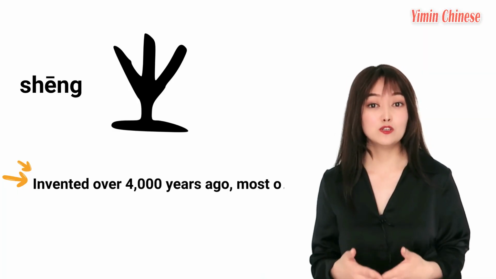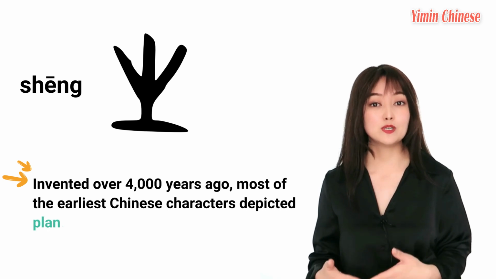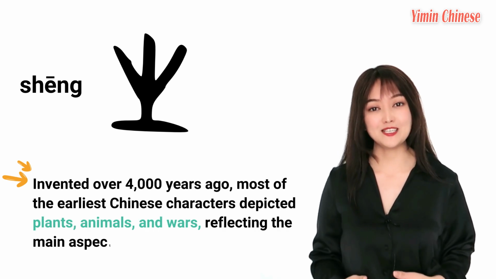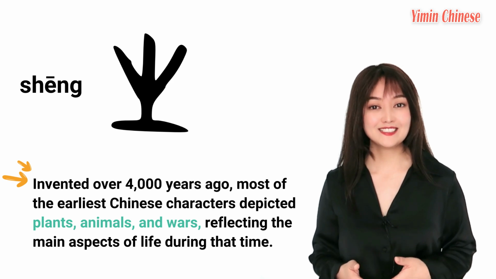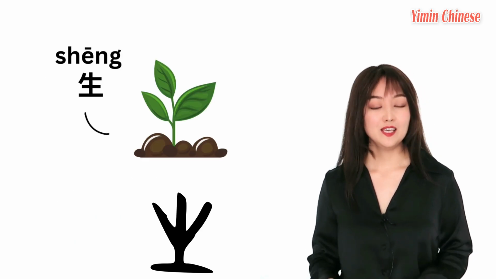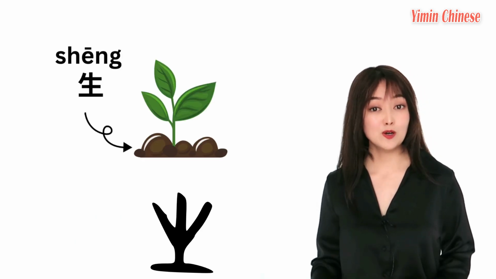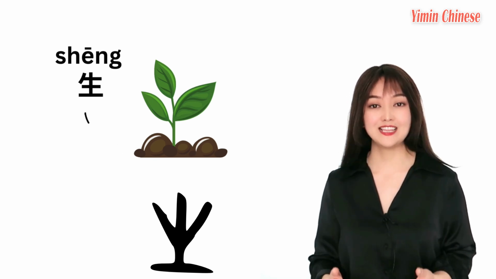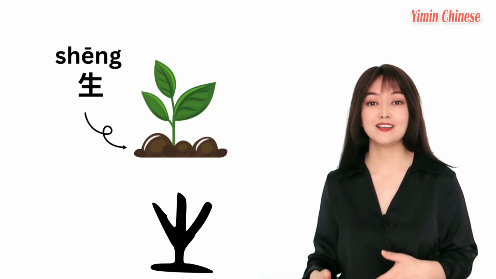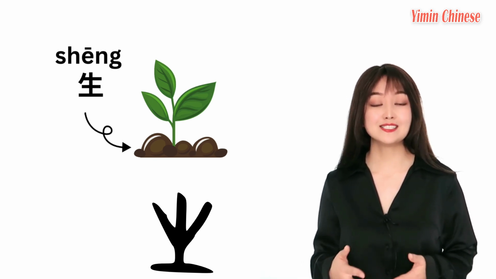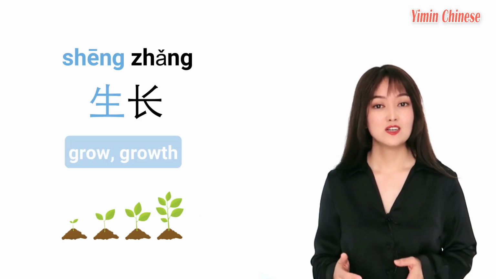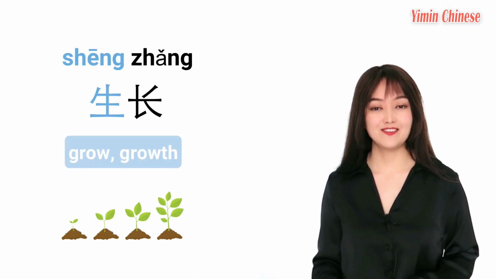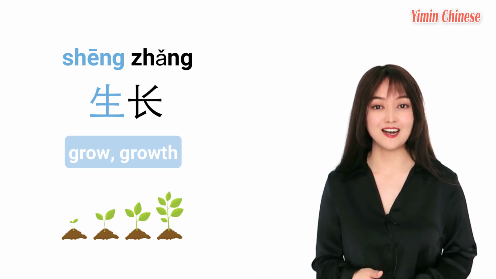This is how it looked when this character was invented in the first place. Sheng. Use your imagination. What do you think it is? Yes, it was the image of a sprout coming out of the ground. That is the very original meaning of this character. We still can see this meaning in the word 生长, grow or growth. It's an advanced word. 生长.